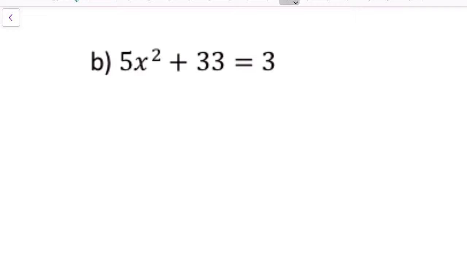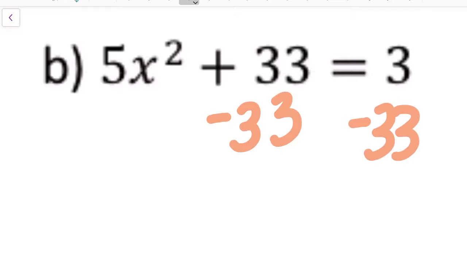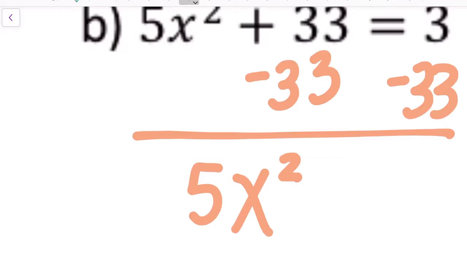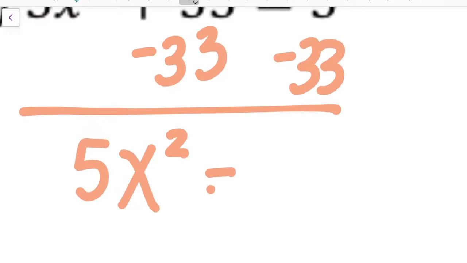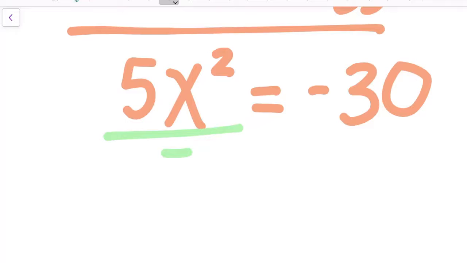Okay, so in B, I want to do what first to solve for x? Move the 33. The 30 minus 33. 5x squared equals negative 30. And then divide. So negative 6. X squared is negative 6.